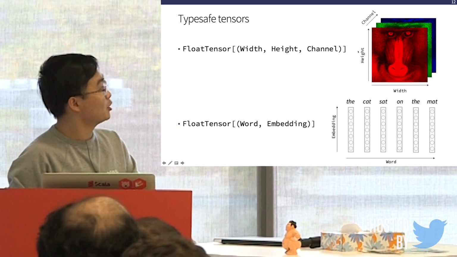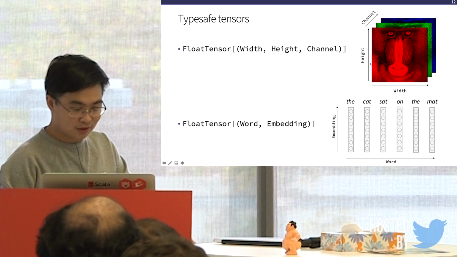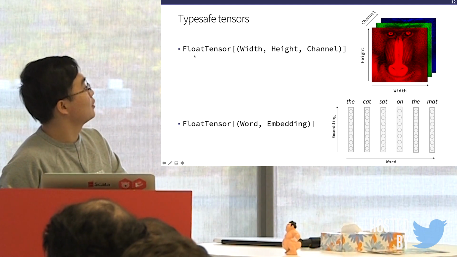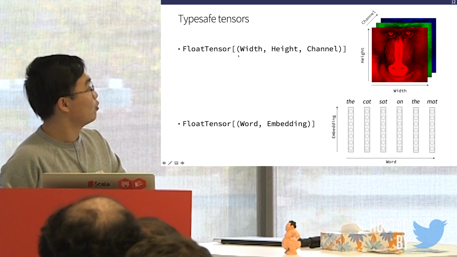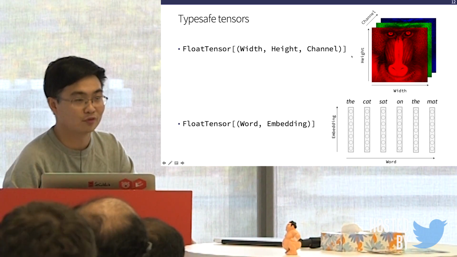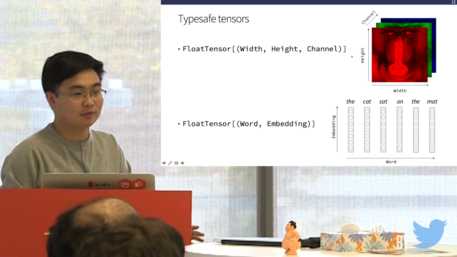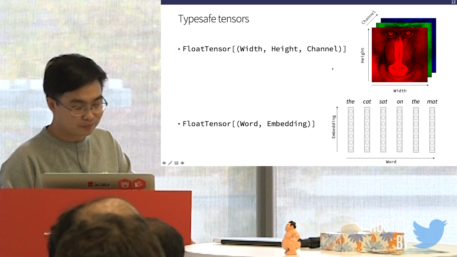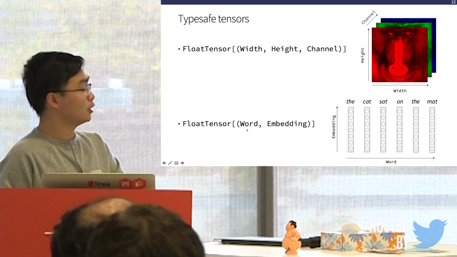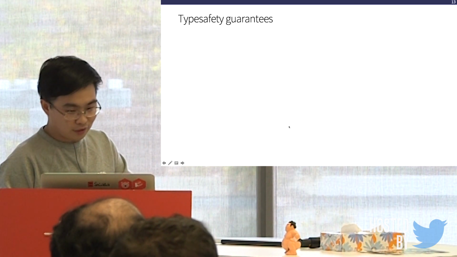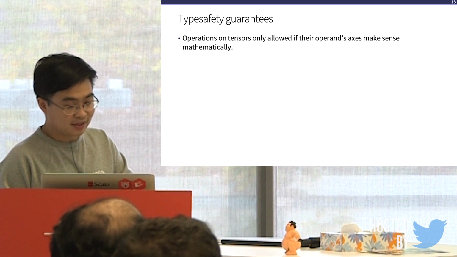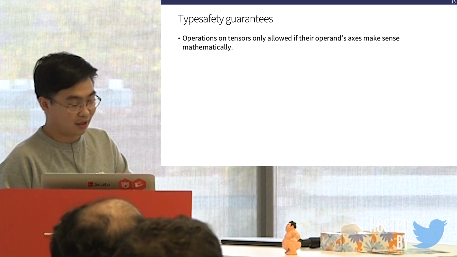But first, this is an image. So this image, in this type-safe tensor notation, is going to have a type like this. It's a float tensor with 3 dimensions in a tuple: height, width, channel. Height, width, and channel are 3 singleton types. They're just label phantom types. They're not instantiated or anything. Or a sentence here is going to have the type float tensor of word and embedding. So we're going to have type safety guarantees on these. Only operations that make sense mathematically are allowed by the compiler.